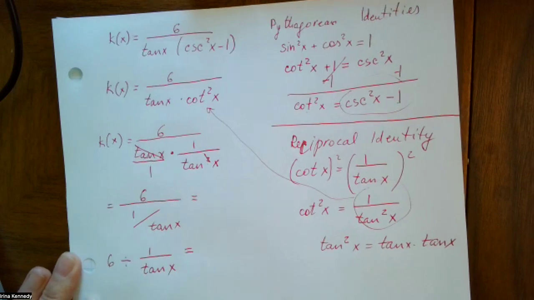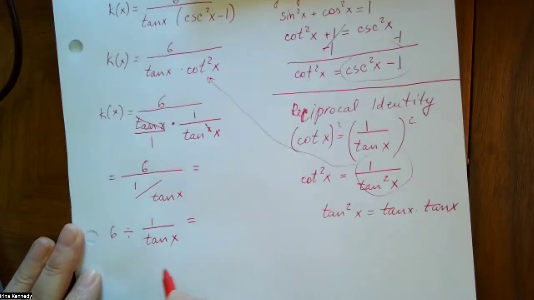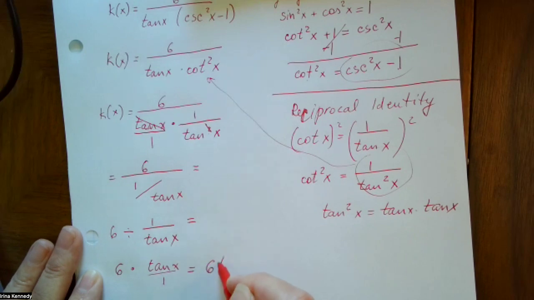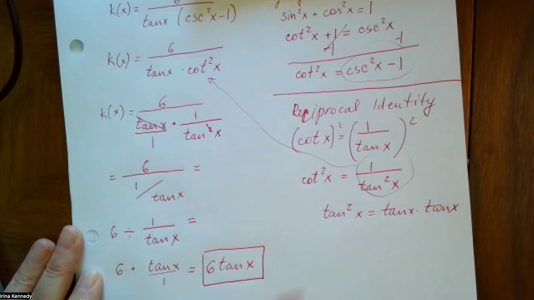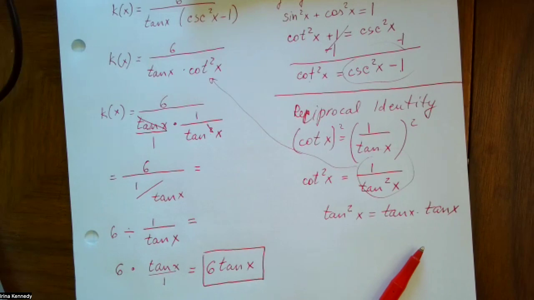Division means copy, switch, and flip. So I will do 6 times tangent x over 1. Well, that one is not doing anything, so the answer is 6 tangent x. And that answer only has tangent, and that's exactly what they want. So we are done here.